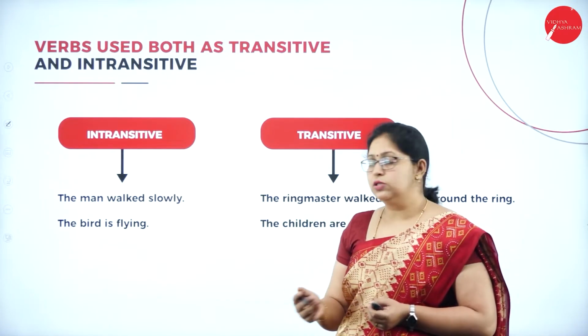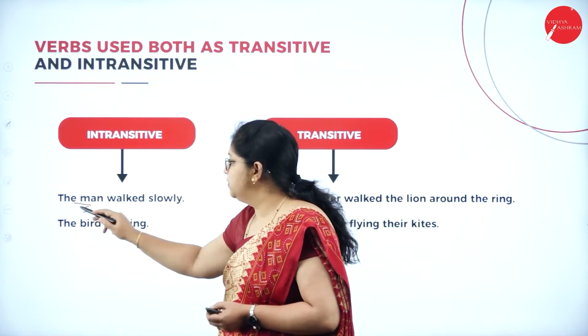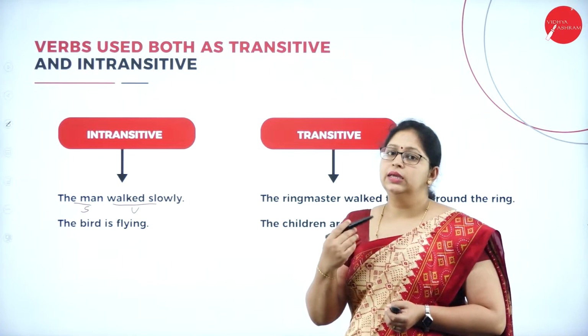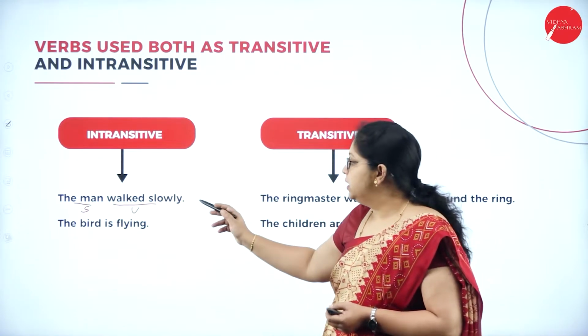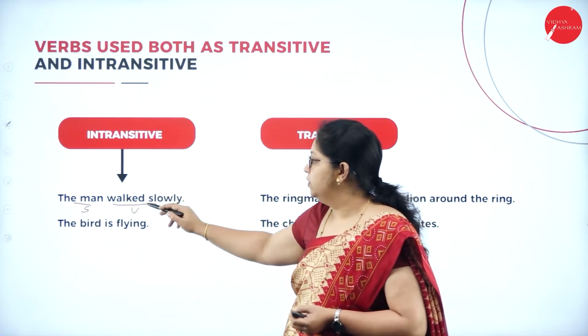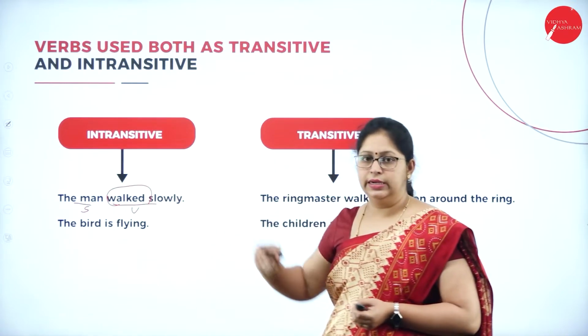Where did he walk? It is not there. The man is the subject, walked is the verb, and slowly is actually the adverb used here, correct? There is no object left in the sentence. So this is intransitive. The verb walked is intransitive.